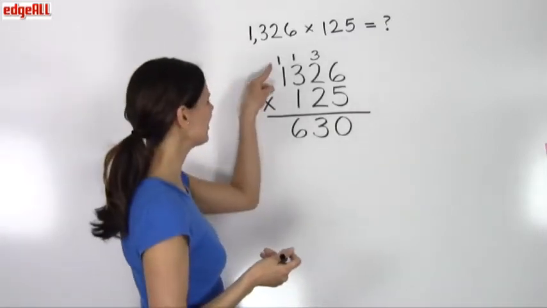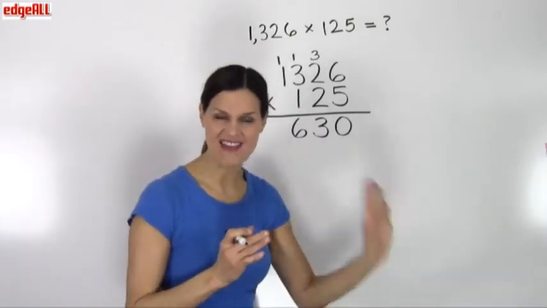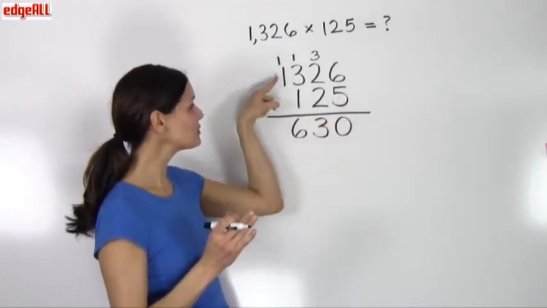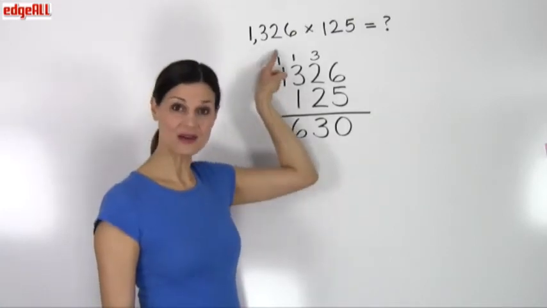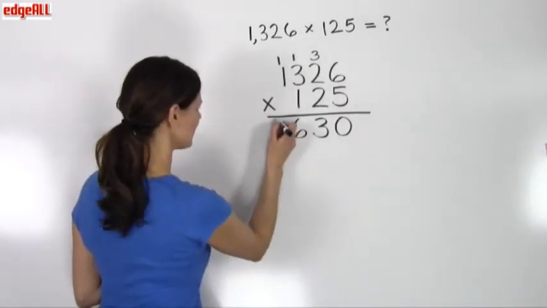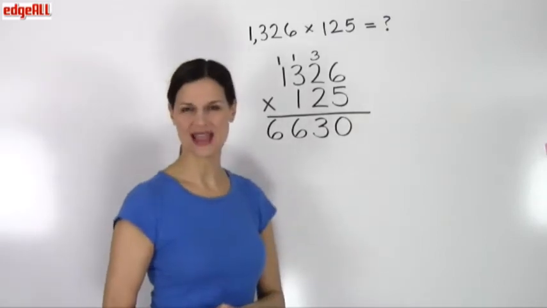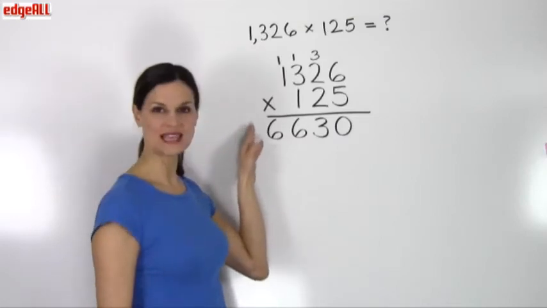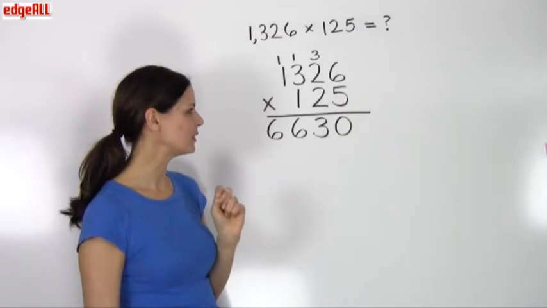So I've placed that here. And now my last calculation, as I'm working with the 5 in my ones place, is I need to calculate 5 times 1 clear over here in the thousands place, which is 5, add 1 is 6, and I'm simply going to place my answer of 6 right here in the thousands place of the first row of my answers. So this first row represents the multiplication that I've done with the ones place of my bottom number.